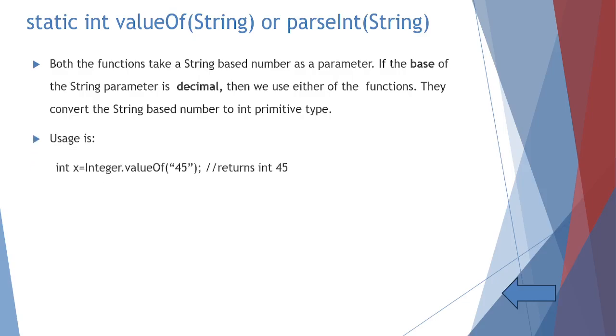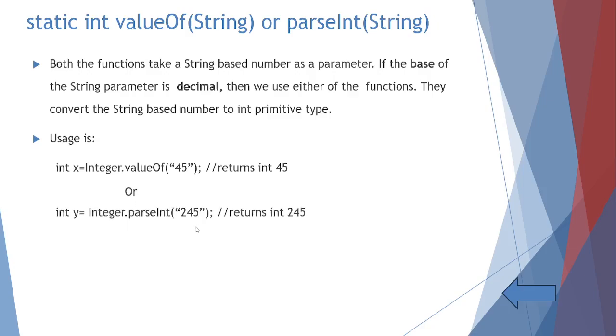How do we use it? Integer.valueOf("45"), with 45 as a string, returns int 45. What is the difference between double quotes 45 and just 45? Strings cannot use arithmetic operations, but int can participate in arithmetic operations: plus, minus, multiplication, division, and so on and so forth.